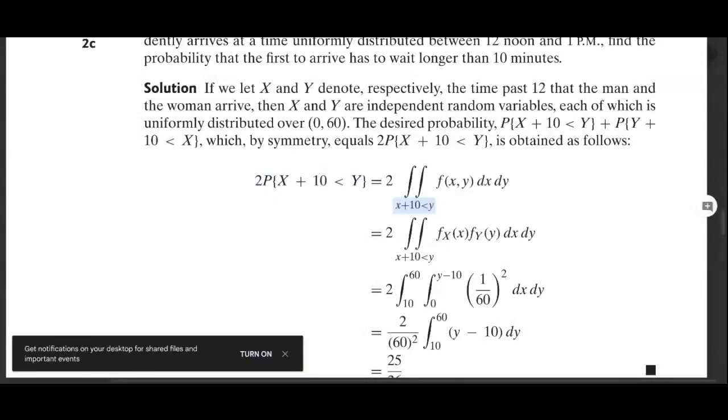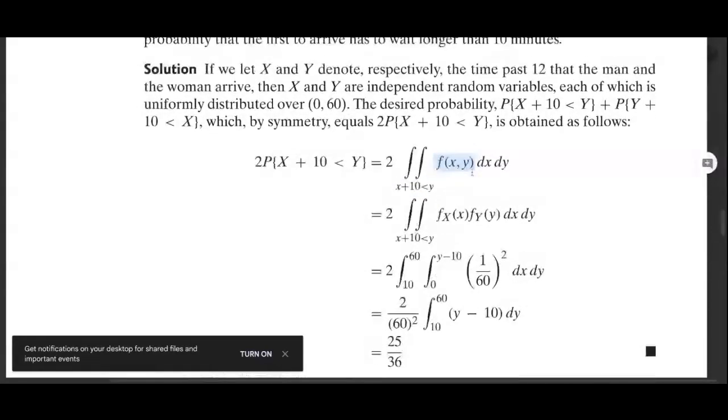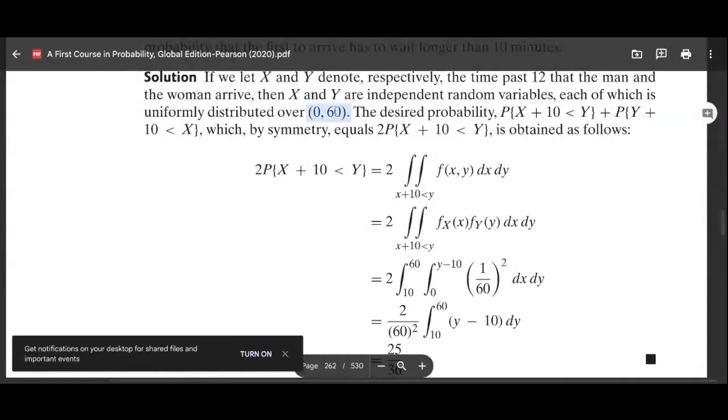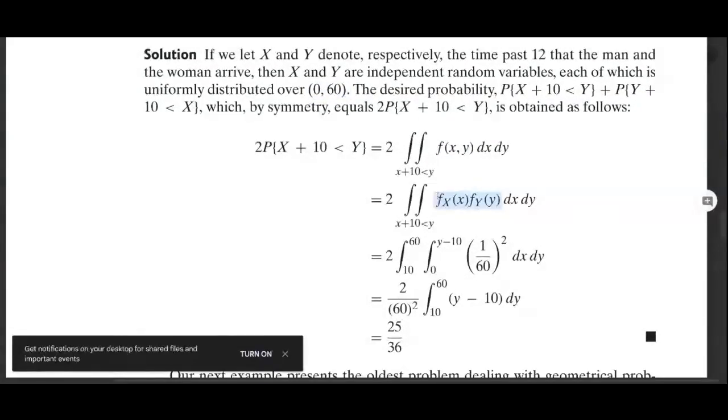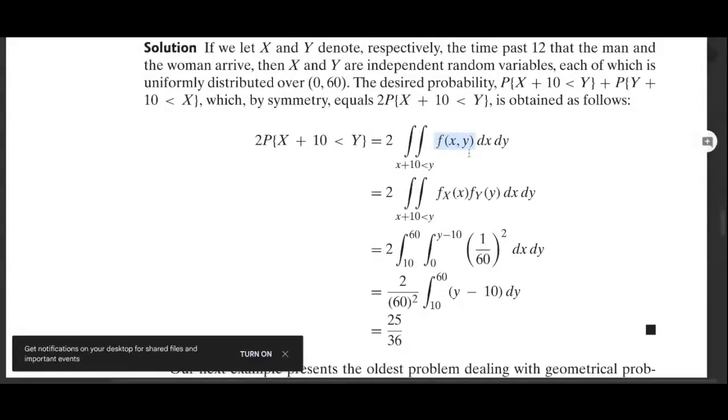We want to integrate over this, for the density function. The density function is uniform over 60 minutes, so 1 over 60. For women, it's 1 over 60. For men, it's 1 over 60, so that's 1 over 60 squared. Because they're independent, we have this joint function: f of x, y equals f_X of x times f_Y of y, which for either one is the 1 over 60 uniform distribution. So that's a square. Then let's see, what is this?